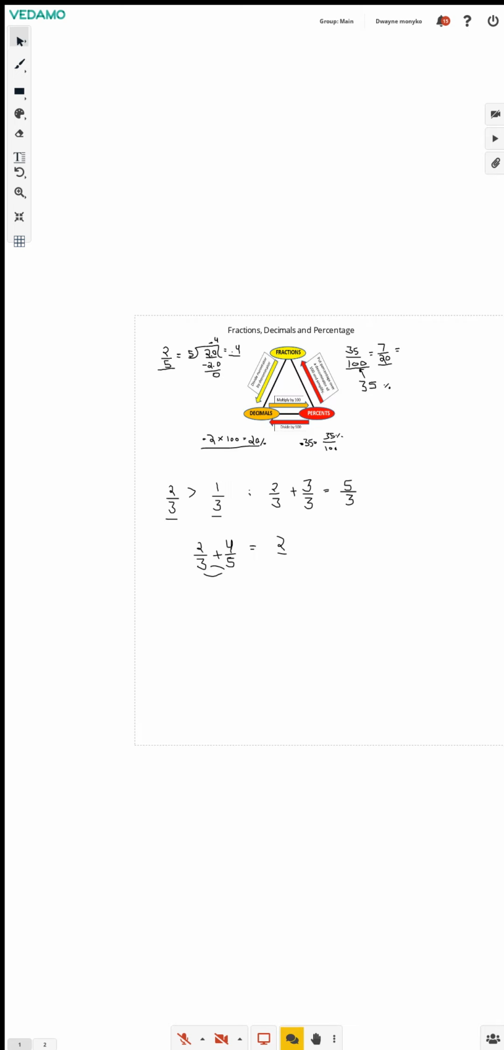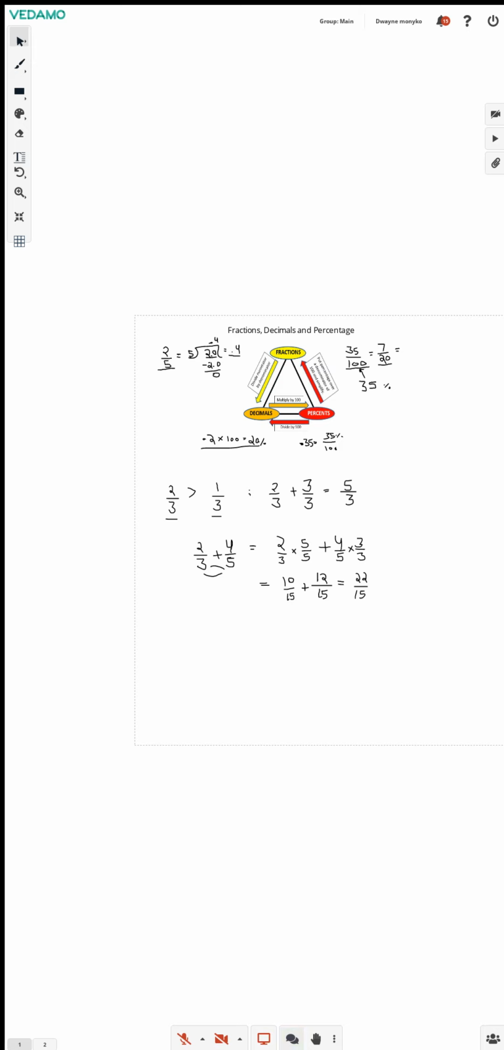Okay, so 2 over 3 gets multiplied with 5 over 5 and added with 4 over 5. Now this 4 over 5 will get multiplied by 3 over 3. We solve this one. 2 multiplied by 5 is 10. 3 multiplied by 5 is 15. Added with 4 multiplied by 3 is 12. And 5 multiplied by 3 is 15. And the answer is 22 over 15.